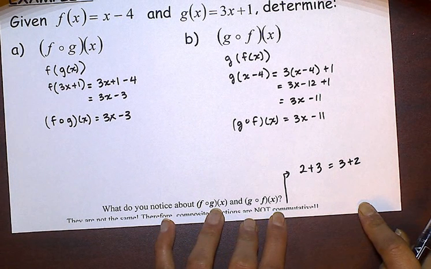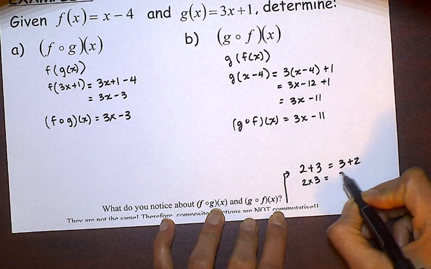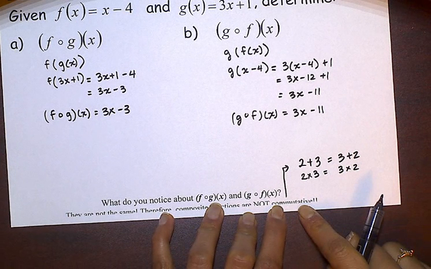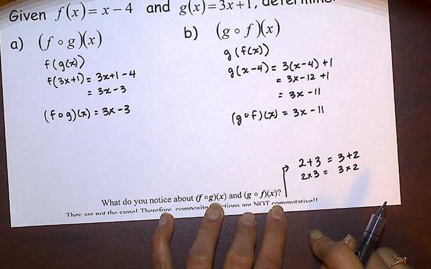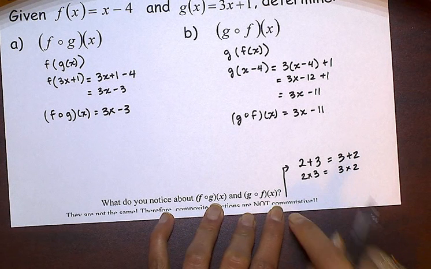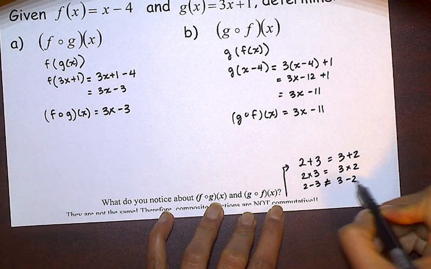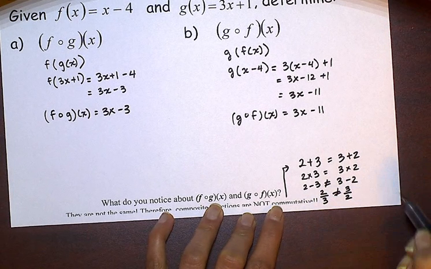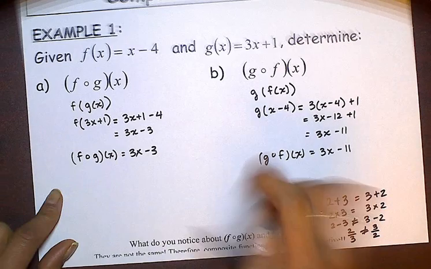However, subtraction and division are not commutative functions because the order in which you subtract or divide numbers does actually matter. So if I have 2 minus 3, that is not the same as 3 minus 2, or 2 divided by 3, and that's not the same as 3 divided by 2. Similarly, composite functions are not commutative functions because f of g of x is actually not equal to g of f of x. So the order in which you apply your composite function does make a difference.